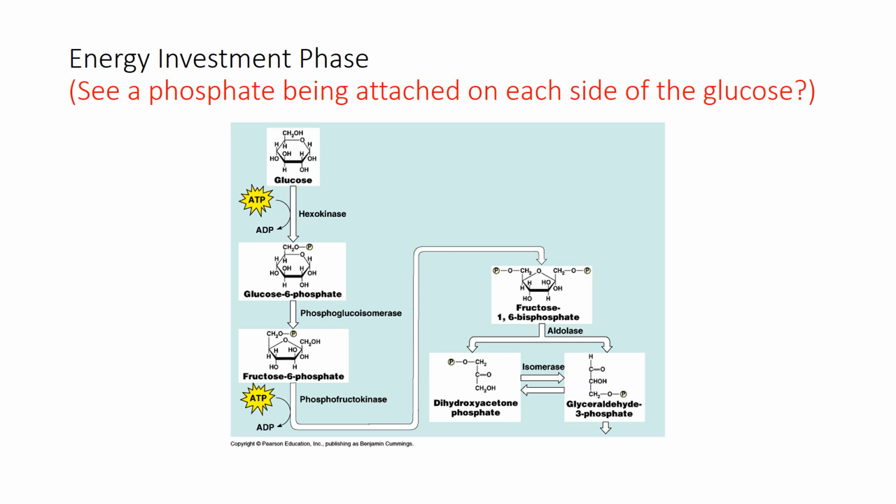But if you notice, there's another enzyme, isomerase. What's that do? It rearranges them back and forth, depending upon which one is in more abundance. If there's a whole bunch of glyceraldehyde 3-phosphate, otherwise known as G3P, then we're going to make some more of the dihydroxyacetone phosphate, and vice versa. All right, so that's the energy investment phase. Now we need the energy payoff phase.